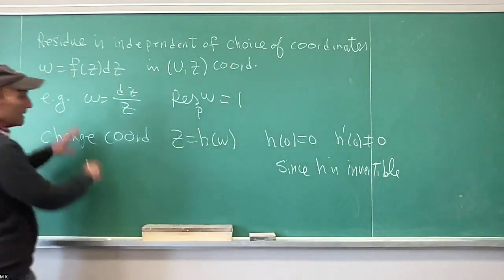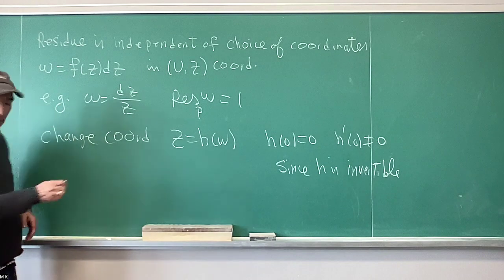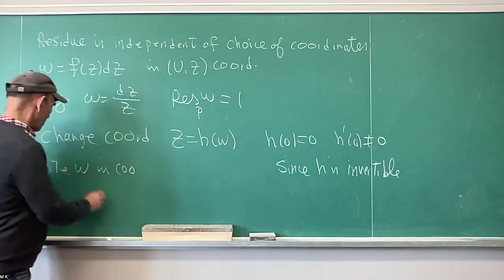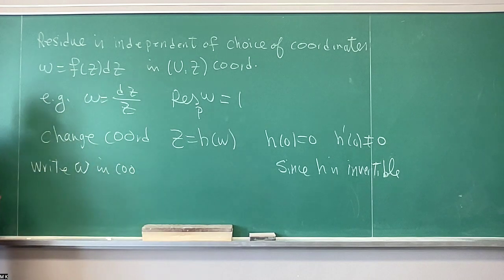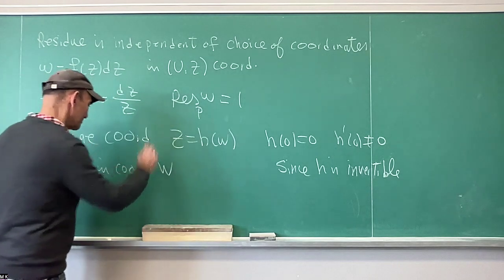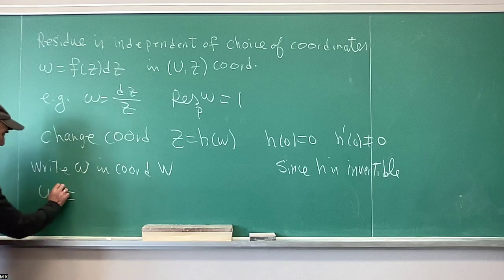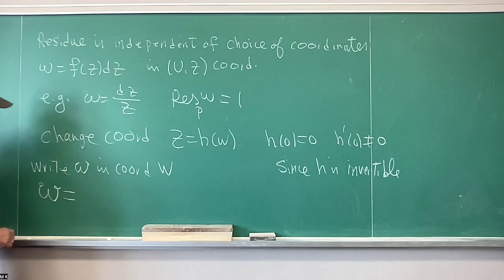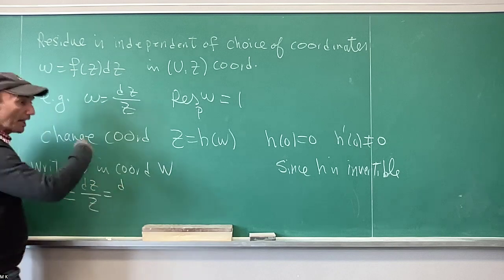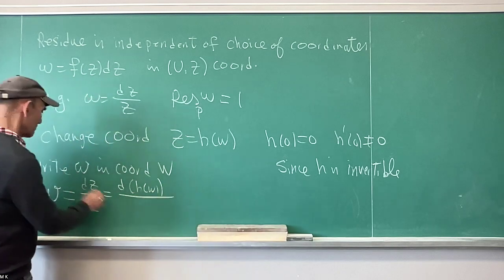So now let us write this one-form in this coordinate w and calculate the residue in that coordinate. In coordinate w, or omega. This is omega, it should not be confused with w. Omega in coordinate w. Okay, so now if you do that, omega is equal to dz over z, which is equal to d of h of w over h of w.